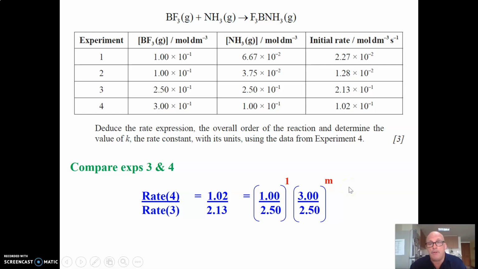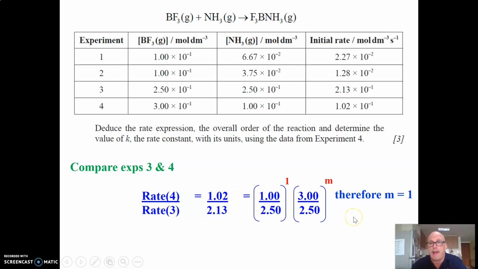And now I'm going to use experiment 4 and divide it by the value for 3. So I'm going to divide this value by this value, and I'm going to put in the values here. Here are the values for the ammonia. We'll just leave out that again because it's just a ratio. We know that's 1 from our previous calculation. And here are the values that we've got for BF3. Okay, and there's the unknown.